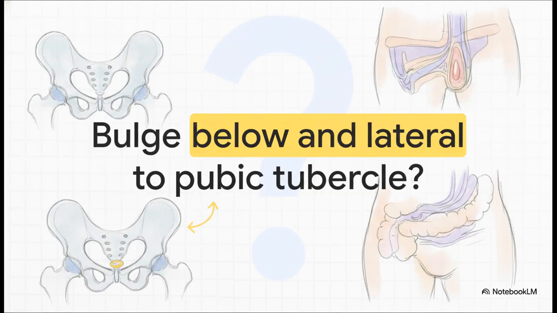Our final clinical case. A 45-year-old female complains of a groin bulge. Your examination reveals a smooth swelling, explicitly below and lateral to the pubic tubercle, and there is a positive cough impulse. Diagnosis? Options: A, femoral hernia, B, direct inguinal, C, saphenavarix, D, lymph node, or E, aneurysm. The correct answer is A, femoral hernia.